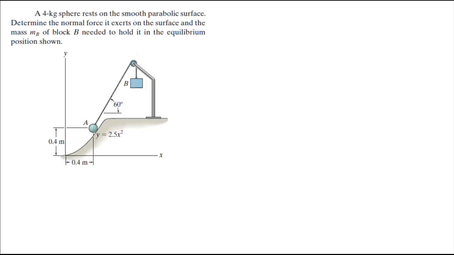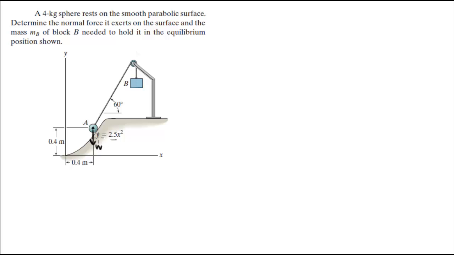Alright guys, let's do this very easy problem that says a 4 kilogram sphere rests on a smooth parabolic surface given by this equation. Find the normal force it exerts on the surface and the mass of the block B needed to hold this in equilibrium. So basically you gotta look at the free body diagram of the sphere.